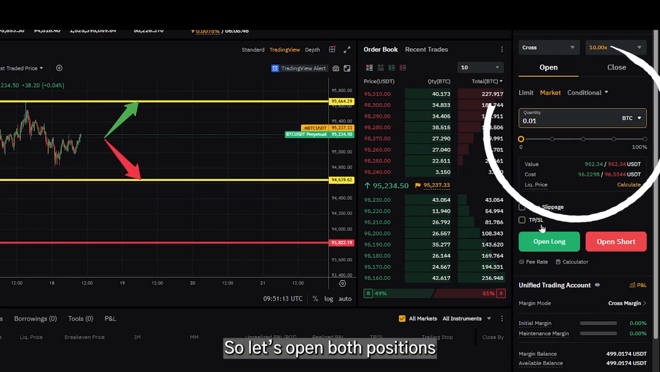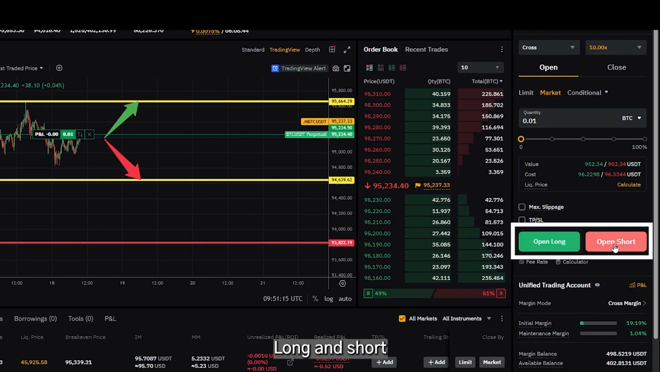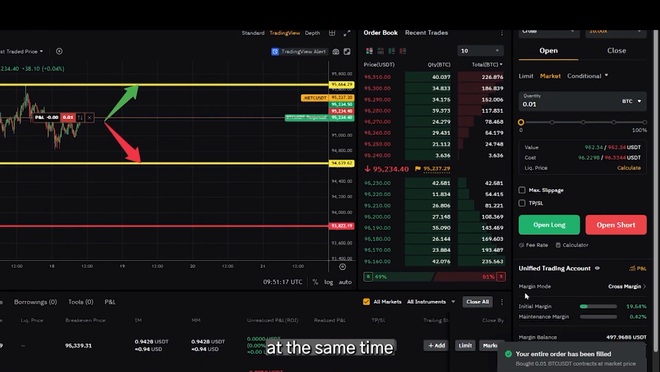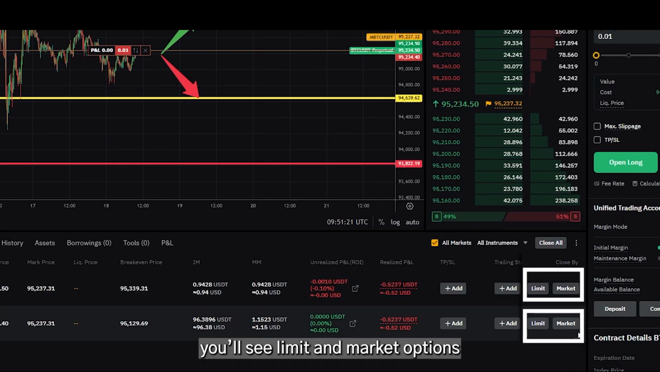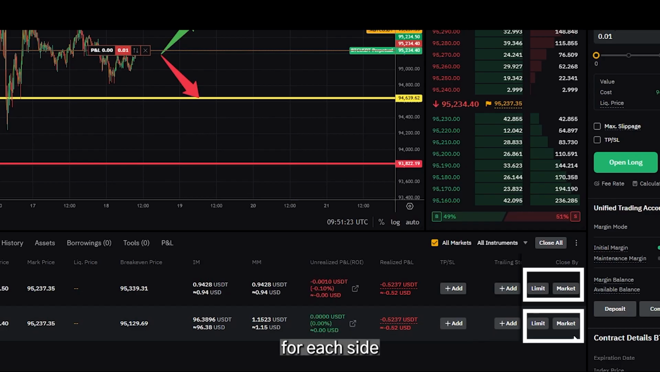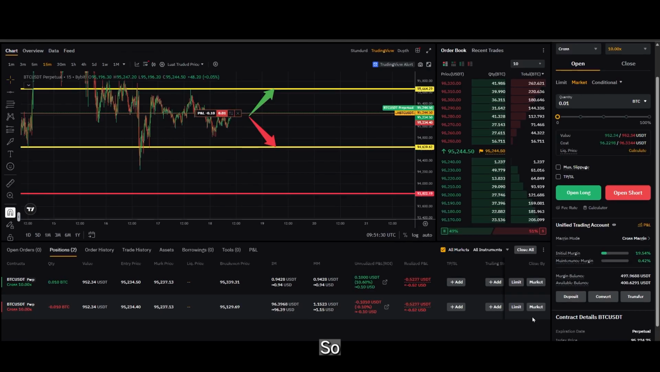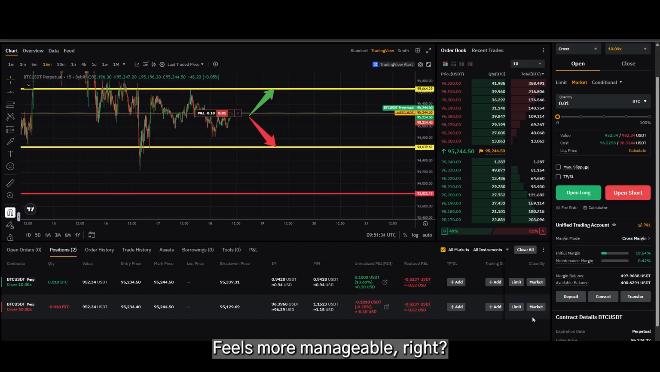So let's open both positions, long and short, at the same time. At the bottom, you'll see limit and market options for each side. Use those to manage positions cleanly without mistakes. So, how does it feel now? Feels more manageable, right?